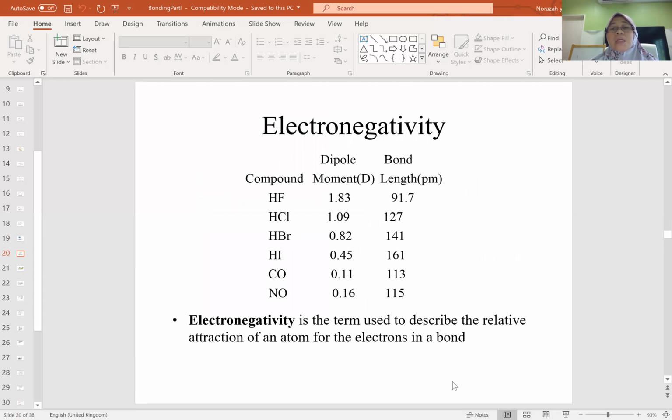So electronegativity is the term described to relative attraction of an atom for electrons in a bond. So if there is polar bond in a compound or in a molecule, then there is an increase of dipole moment. And this shows the relation between the dipole moment and the bond length. As you can see, the higher the polarity, the higher the dipole moment, and the bond length is shorter.